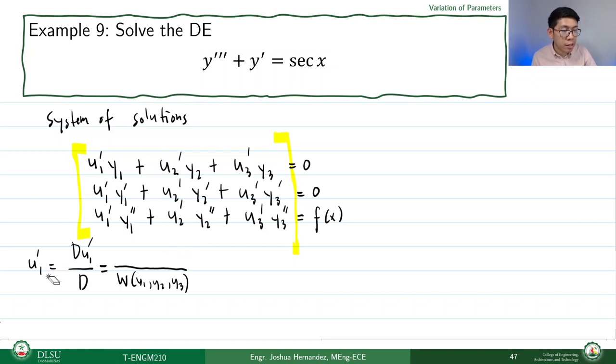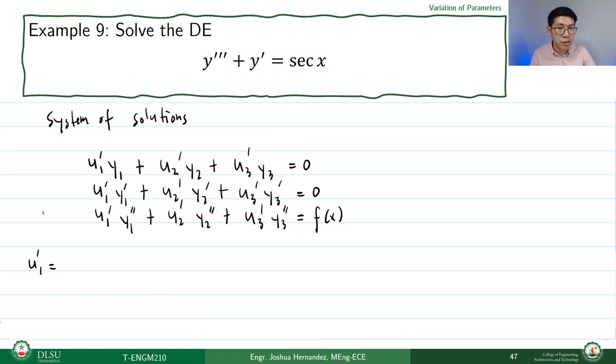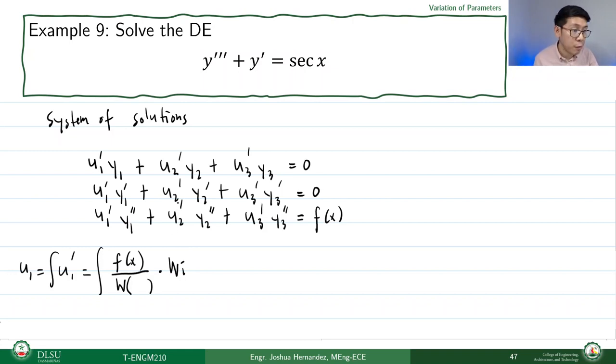For us to be able to get u1 prime, we can simply simplify our expression of the solution to be the integral. If you want to get u1, we have to integrate u1 prime, which is integrating f of x all over the Wronskian, multiplied by the determinant W, for however many orders, for higher order. So, how do we get the W?